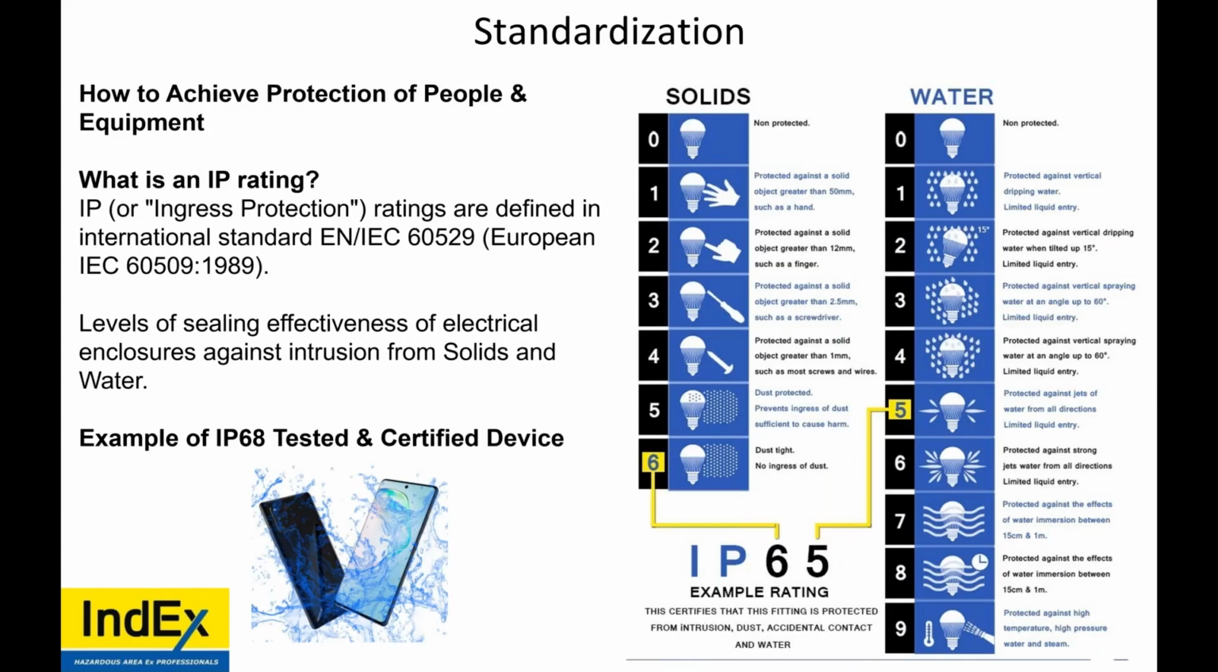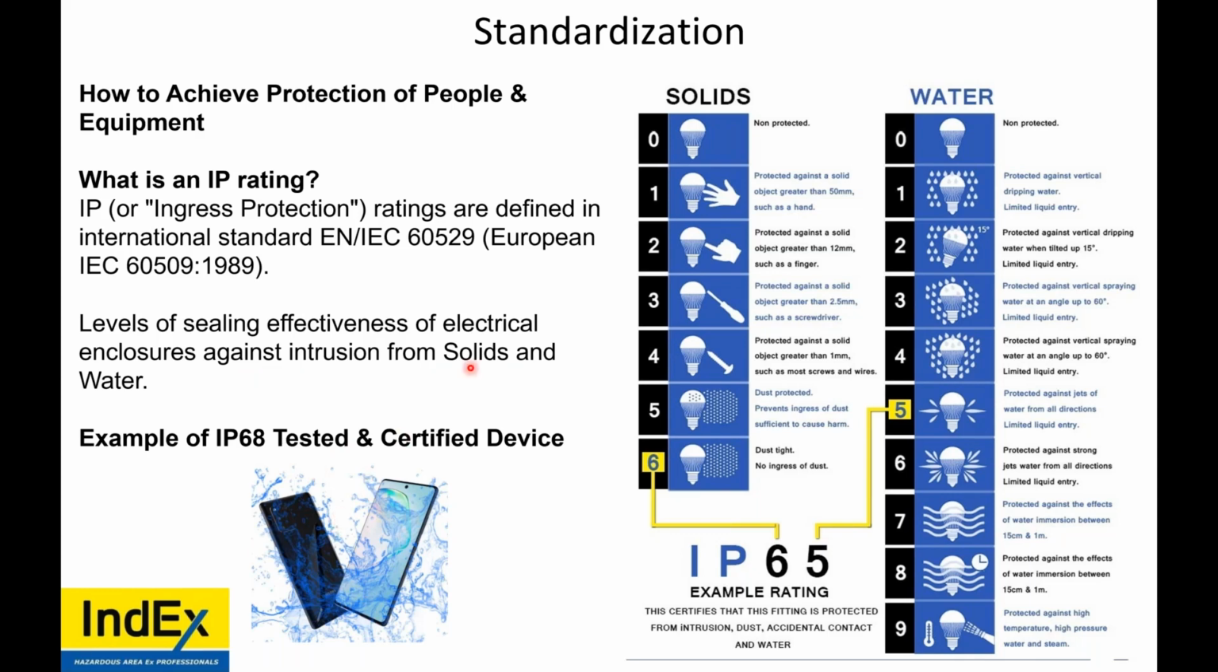Now, how to achieve this protection of people and equipment? Well, standardization took place. So IP ratings were defined by EN or IEC 60529 as of 1989. What it defines is levels of sealing effectiveness of electrical enclosures against intrusions from solids and water. Now we should also say moisture. And examples of IP8 tested and certified devices would be our iPhones, our Samsungs.